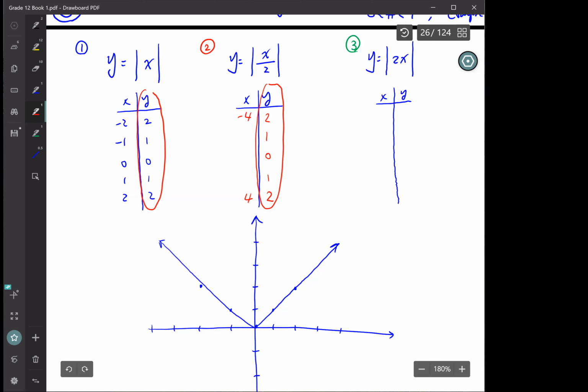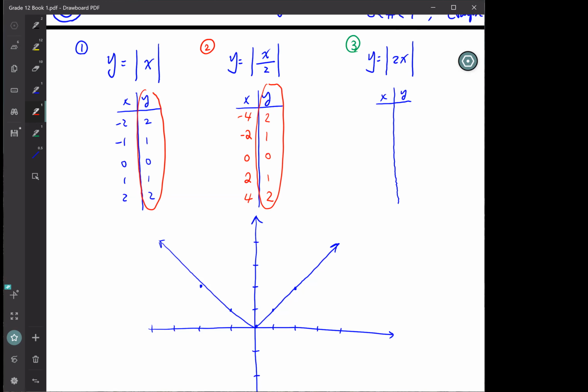So I can put negative 4. Negative 4 divided by 2 is negative 2, but the absolute value will turn out to be 2. Okay, what about getting a 1? What will be an X value? Let's ask Tiana. What X value can work? 2 and negative 2. Yeah, very good. So I can put 2 down there and negative 2 there. 2 divided by 2 or negative 2 divided by 2, the absolute value gives you 1. Now the 0 has to be 0, because 0 divided by 2 will be 0.